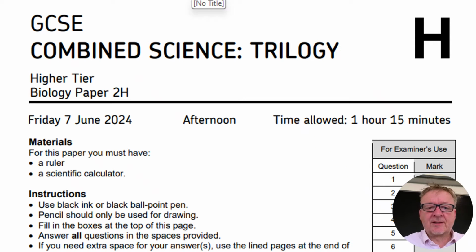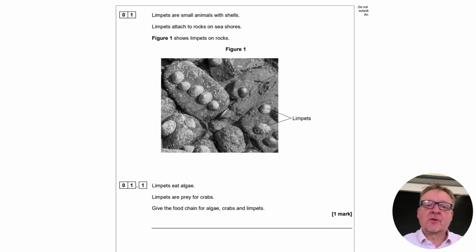Hi, this is the Combined Science Trilogy Higher Paper, Paper 2, Biology for Friday the 7th of June 2024. It's the AQA version. Right, so question number 1.